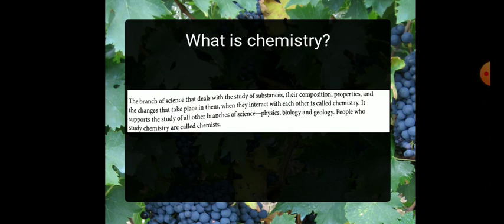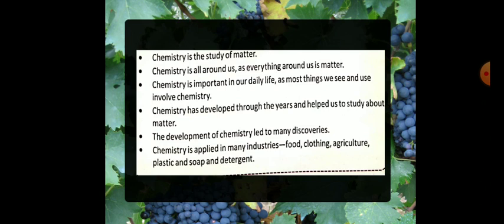Now, what is chemistry by definition? It is a branch of science that deals with the study of substances, their composition, their physical and chemical properties, and the changes that take place in them when they interact with each other in any form. The people who study chemistry are called chemists. In short, chemistry is the study of matter.